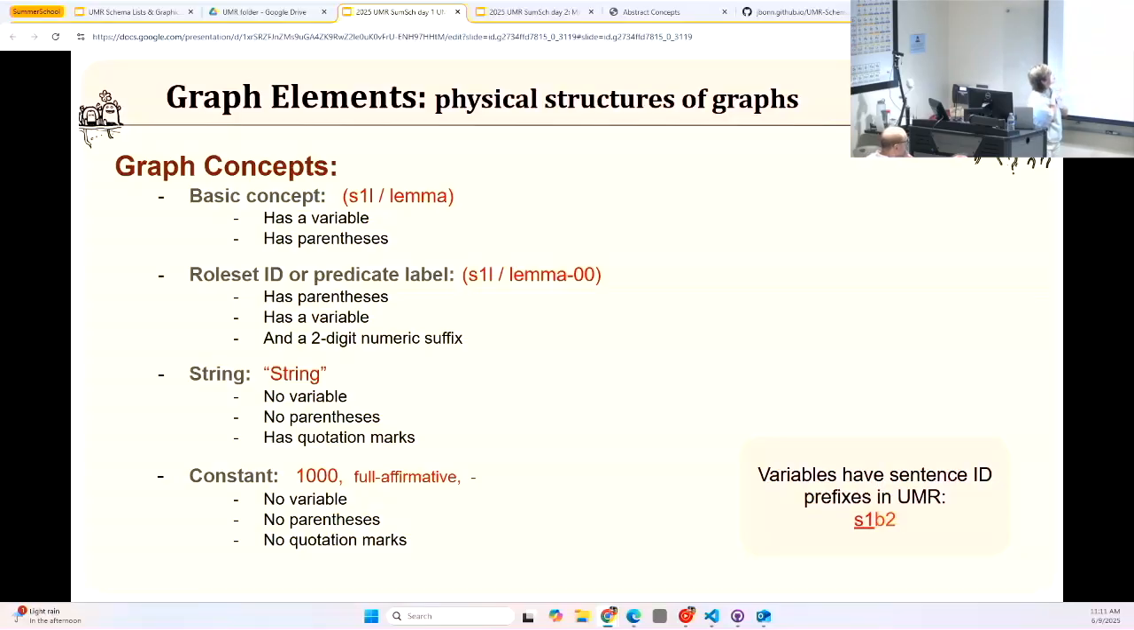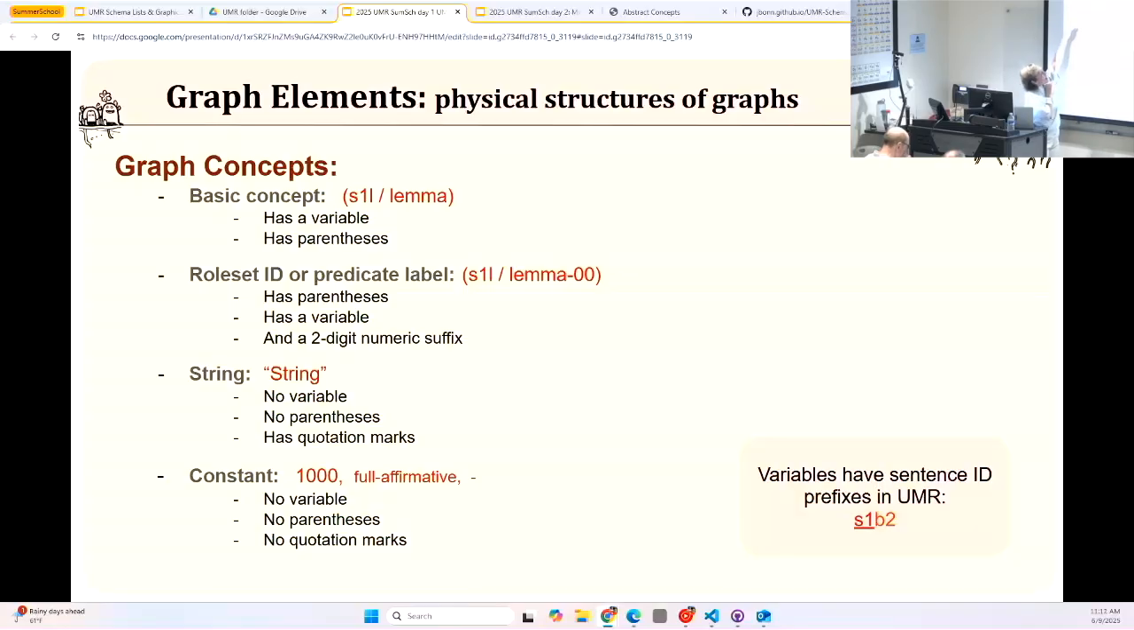The first thing I want to do is just lay out some terminology for the physical structures of the graphs. One of the things that drove me crazy when I started this project is that we use so many of the same words for different things. I think there was one sentence in the guidelines that used the word predicate or some variation on it 3 times, and it meant 3 different things. And I was like, I can't understand this.